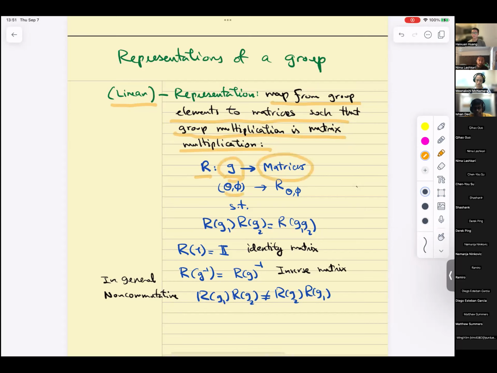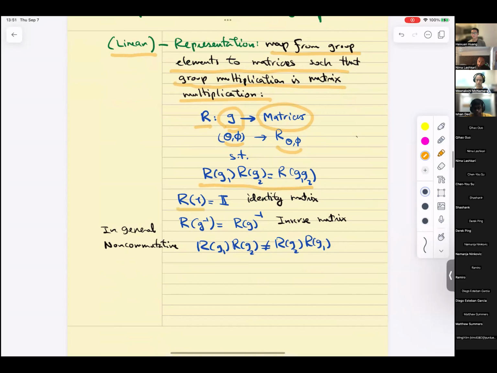For example, you could have two angles, theta and phi, and you're representing that with R of theta and phi, such that group multiplication is simple matrix multiplication. Now, the identity element of the group is going to be the identity matrix.